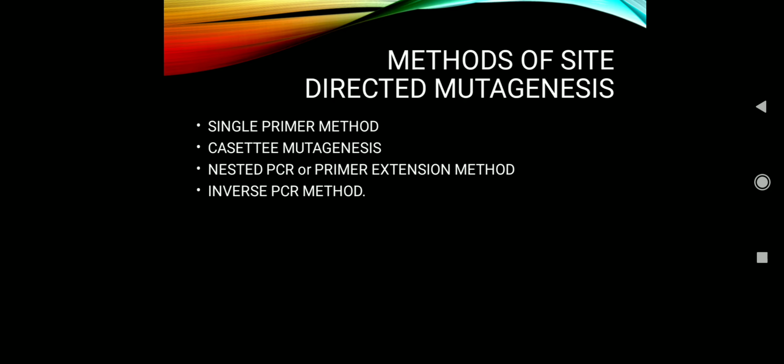So that is about the molecular mechanism. Now we will move on to the different methods of site-directed mutagenesis. We will see what are the different methods in which we can undergo site-directed mutagenesis. There are 4 methods. One is known as single primer method, single primer PCR based mutagenesis, cassette mutagenesis, nested PCR or primer extension method, and inverse PCR method.